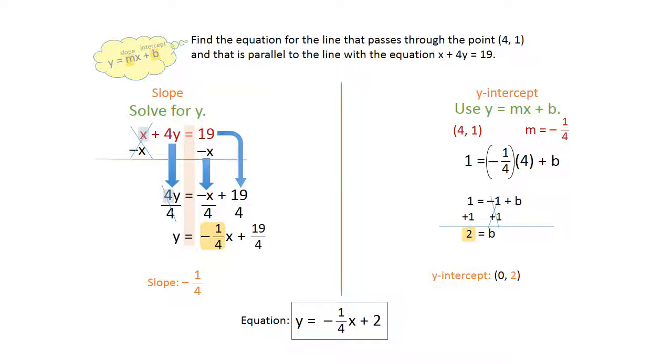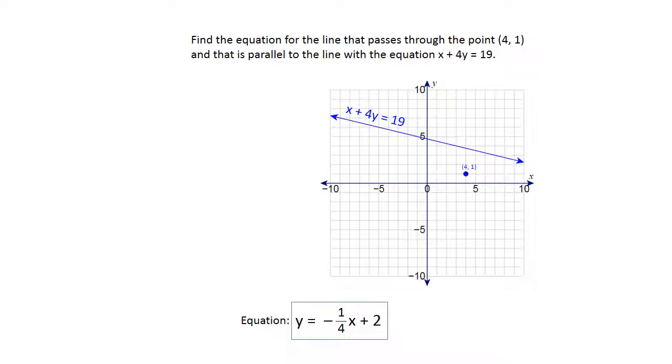Now I'm going to show you how to check this if you enjoy graphing. Okay, here's the graph of x + 4y = 19. There's the point that the line is supposed to go through. And here's the equation that we wrote, y = -1/4 x + 2.